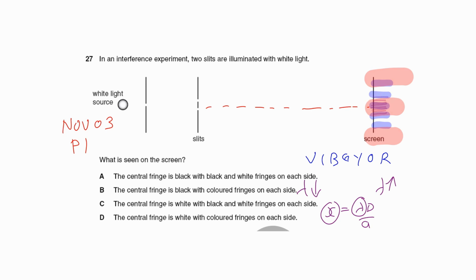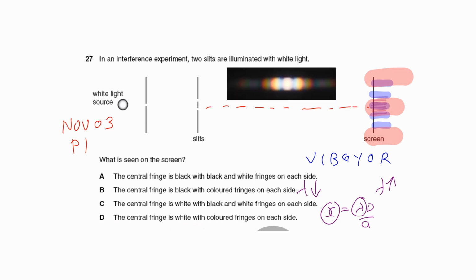So the central fringe will be white, but all other places they'll be mixing in different sequences because they have different fringe spacing and also different fringe width. So they will overlap in a more jumbled-up way. Therefore you just get colored fringes. So the answer would be: central fringe is white with colored fringes on each side. Finally, the pattern will look something like this. This is how it looks in real life.